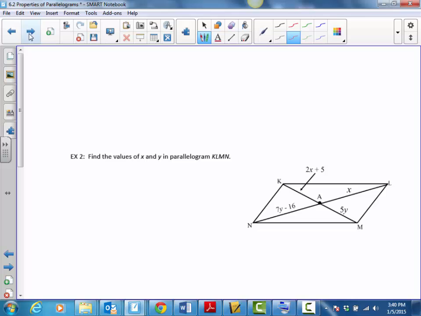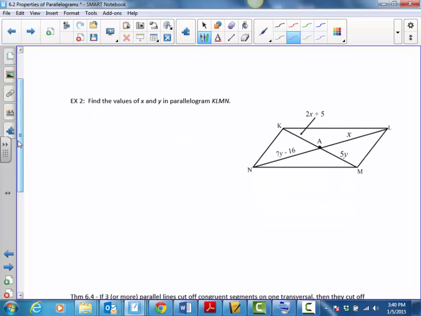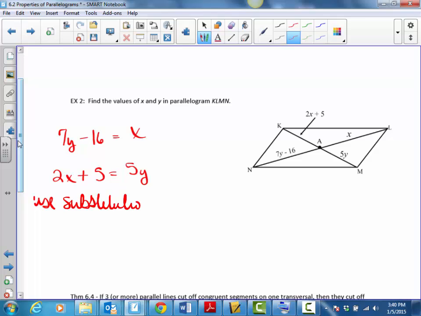Find the values of X and Y in parallelogram KLMN. Well, Theorem 6.3 lets me say that KA equals AM, or 2X plus 5 equals 5Y, and 7Y minus 16 equals X. So I can use substitution, and wherever I see the variable X, I can substitute in the value 7Y minus 16, since that variable is already isolated for me.